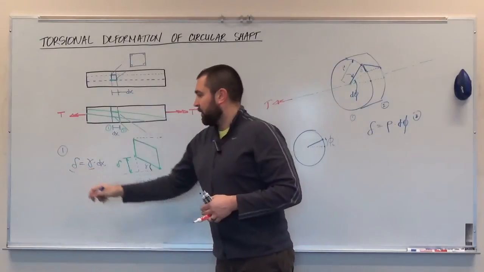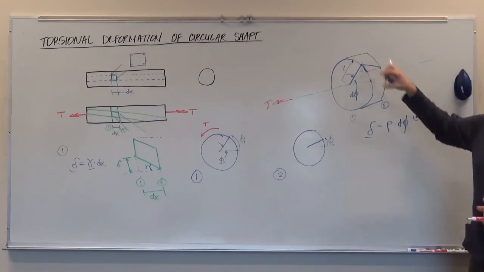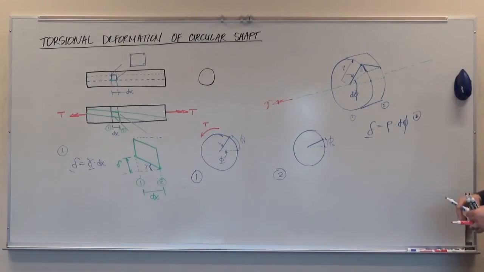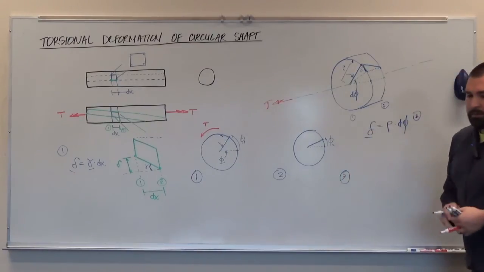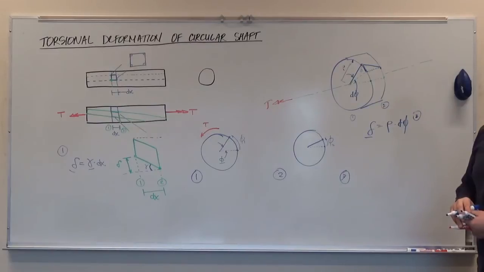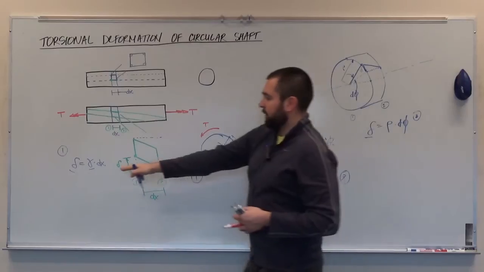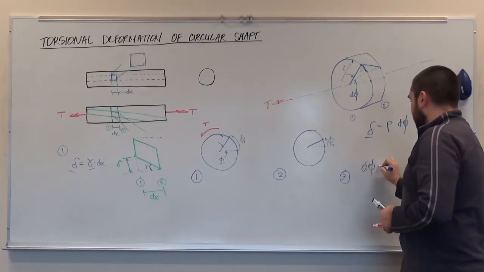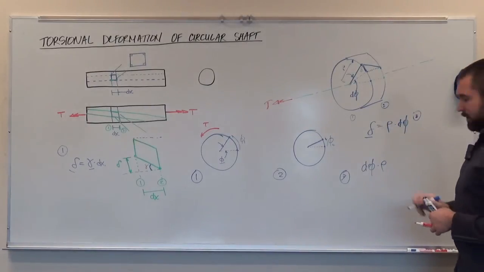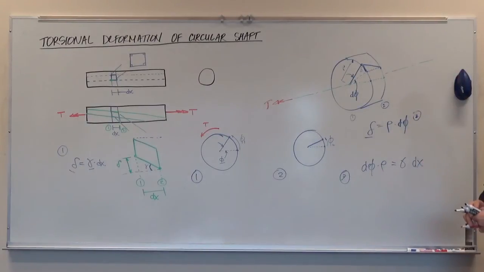So both of these are relating something to this linear distance delta on the surface of the shaft. So now all that we're going to do in step number 3 is set them equal to each other. And so what we end up getting is that we plug in rho times d phi for delta right here, and we get d phi times rho is equal to gamma times dx. Okay, so it seems pretty straightforward.